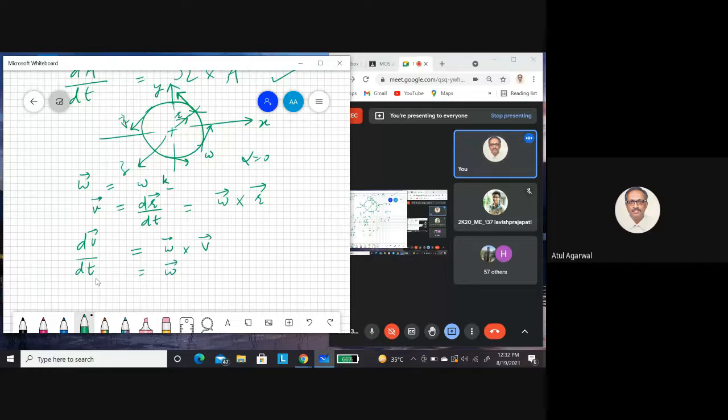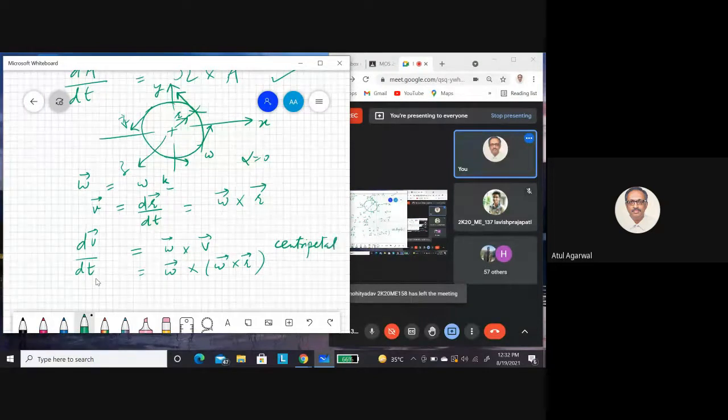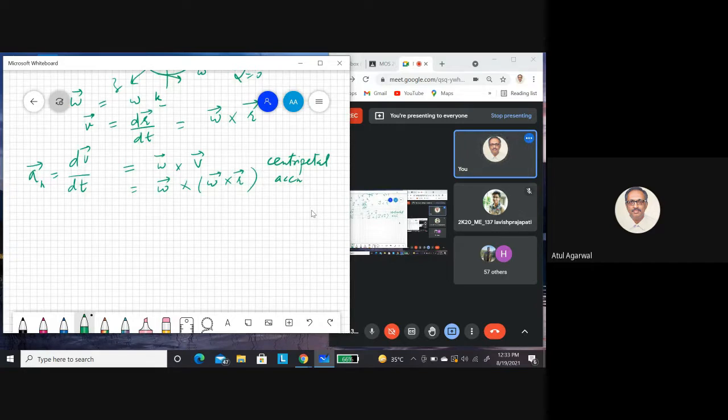So this is equal to omega cross v, and v you already know is omega cross r. So you see you have got that expression, centripetal acceleration, without much effort. This is a centripetal acceleration or normal acceleration. In this case, the magnitude of the velocity was fixed. Now we can take a general expression. Velocity is equal to dr by dt, nothing but ds by dt.